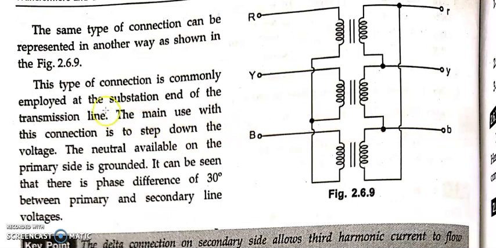This type of connection is commonly used at the substation end. Wherever there is a substation end, such a star delta connection is used. The main use of this connection is to step down the voltage. Since the neutral is available on the primary side, it can be grounded, and also the phase difference of 30 degrees is seen.